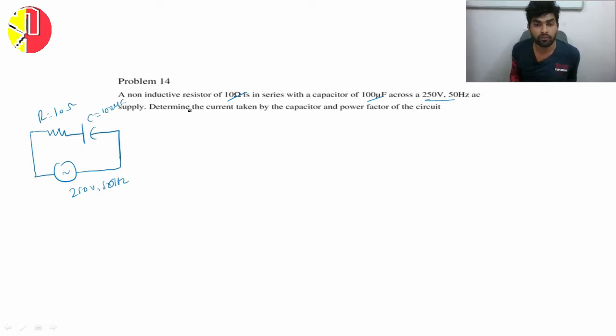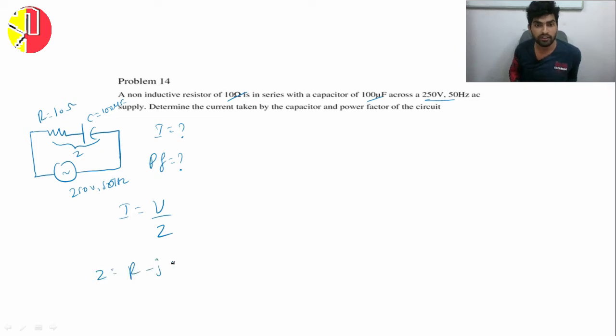So what we need to determine is the current taken by the capacitor, I, and then the power factor of the circuit. So what is the formula for I? I is equal to V by Z, right? This is Z, the impedance. So Z we don't know. We need to calculate Z now.